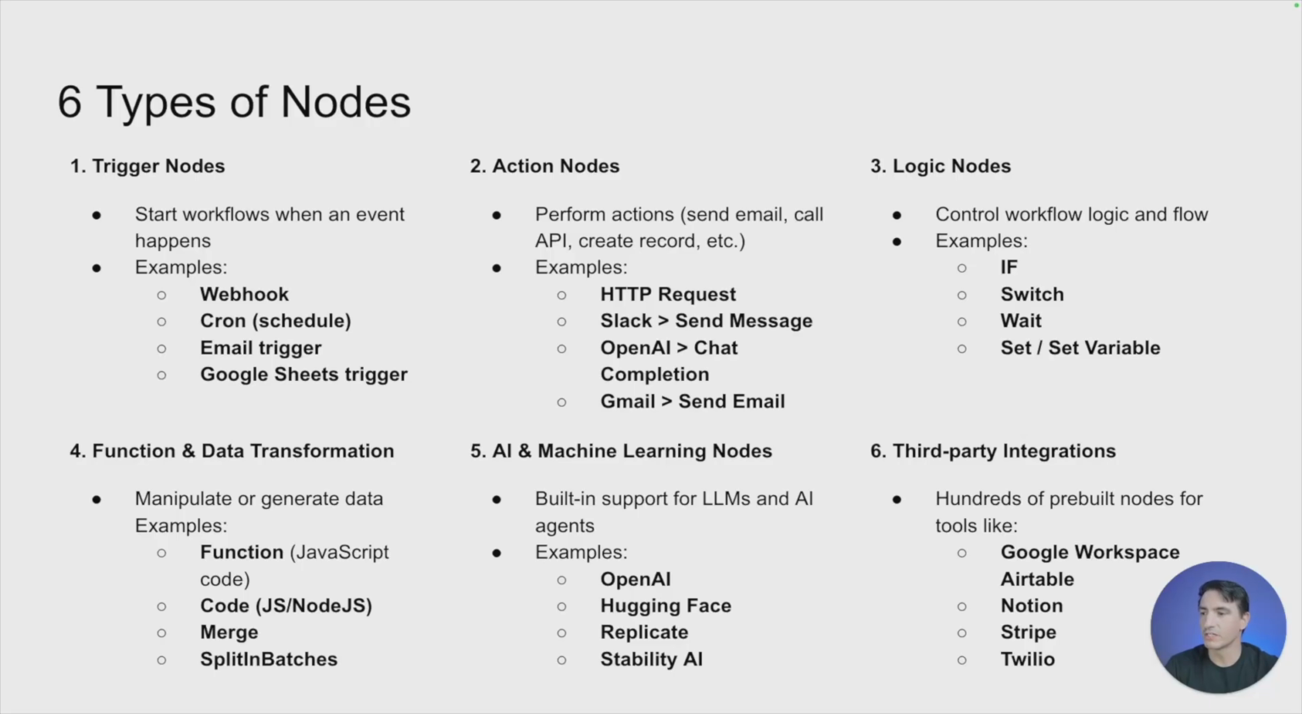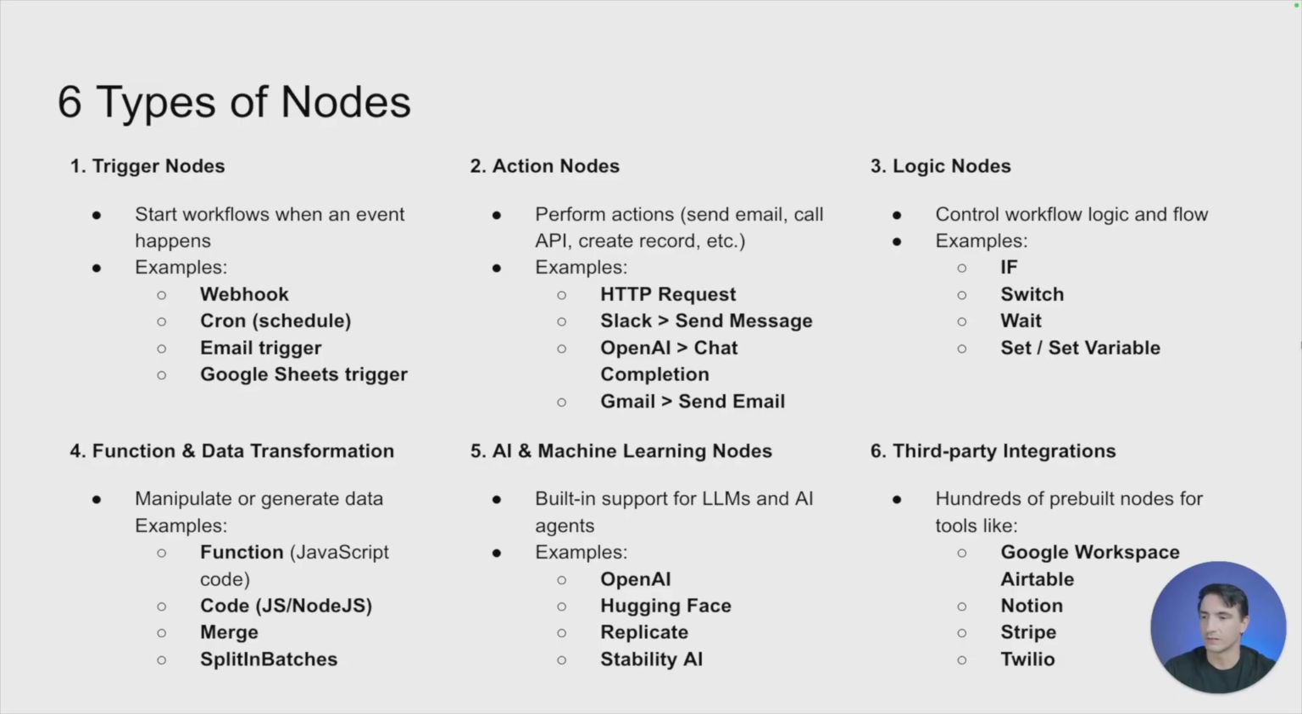Number 4, function and data transformation. This allows you to manipulate and generate data. So if you think of split in batches, say you want to send user emails and you want to send 500 of them out, you wouldn't send them all out at once. It would allow you to split sending these emails out in batches of say 50 so you don't hit API rate limits.